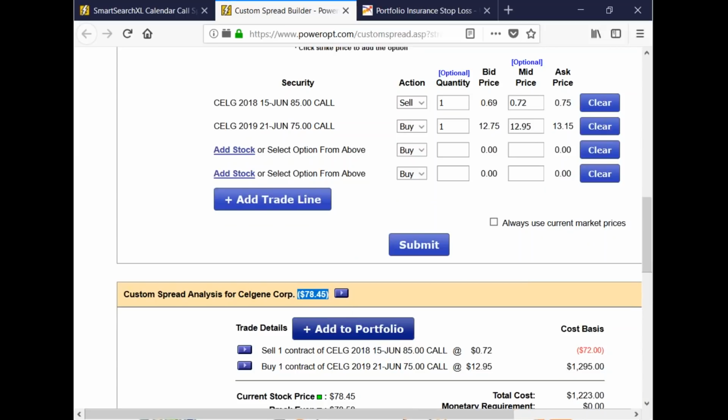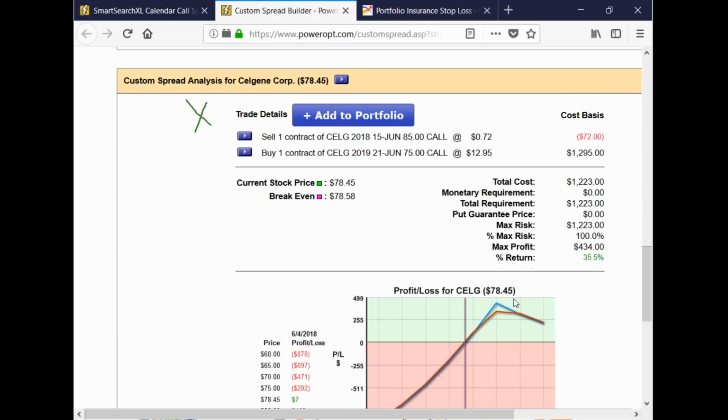But with the stock at 78.45, you see we're selling an out-of-the-money 85 call for June 15th, and we're buying a June 75. Although this came up in the default search, this for me is right out. Okay, I wouldn't trade this, and I'll explain why in a moment, based on my rules.